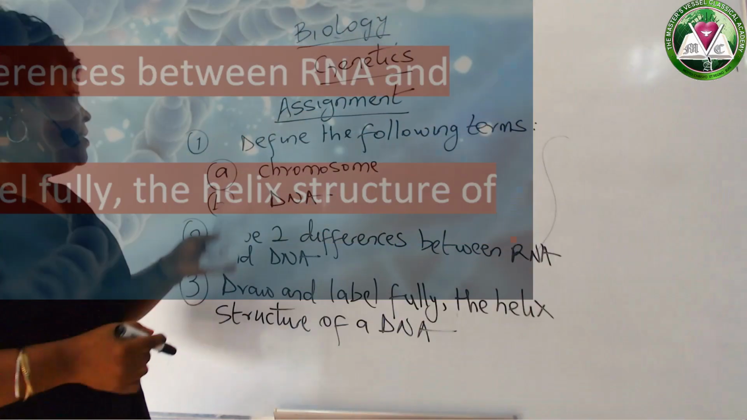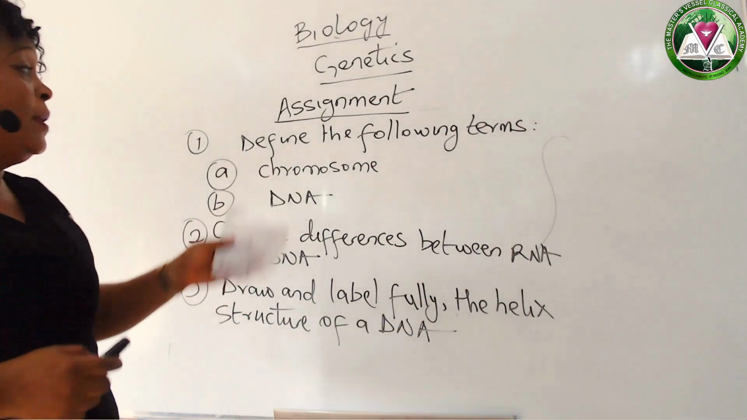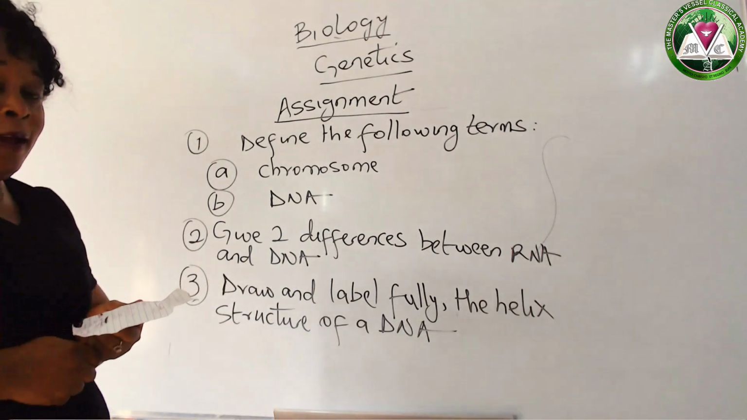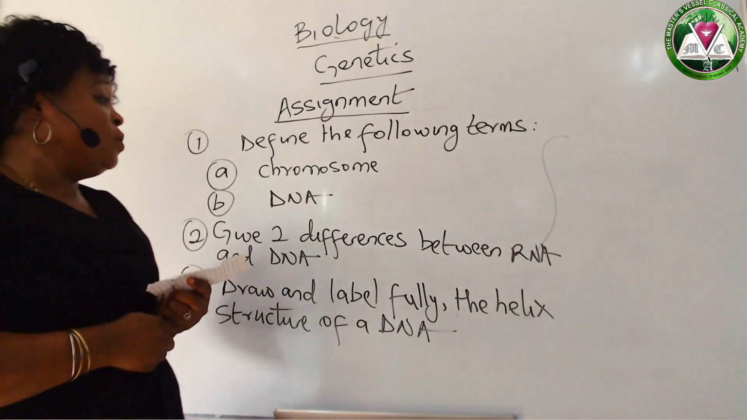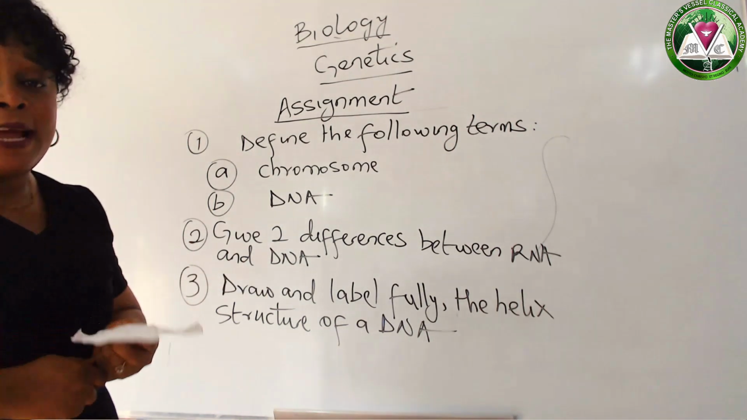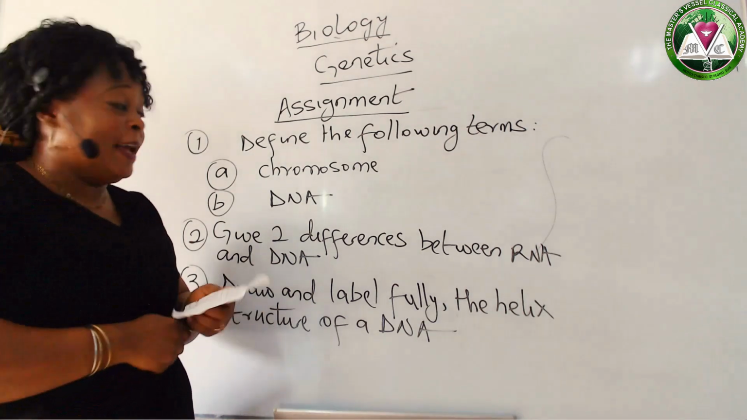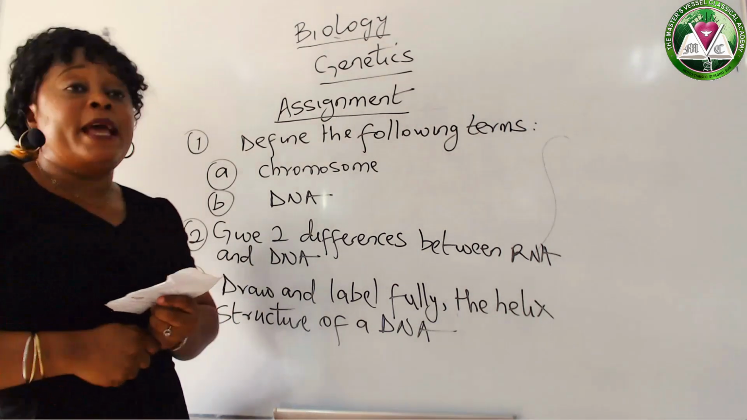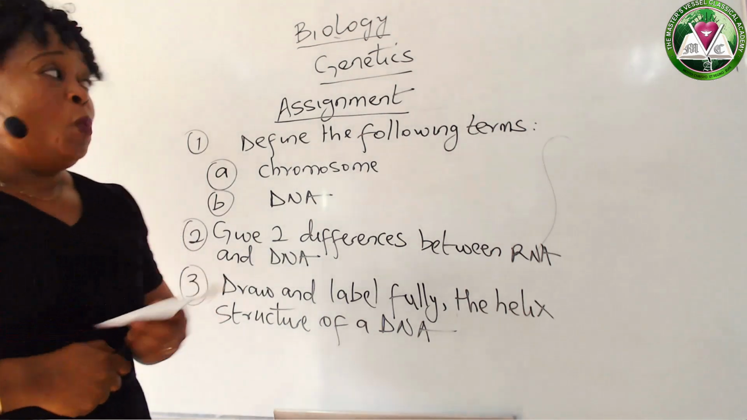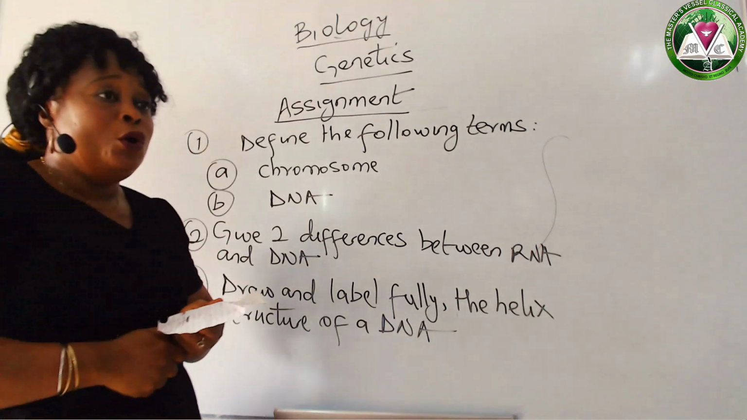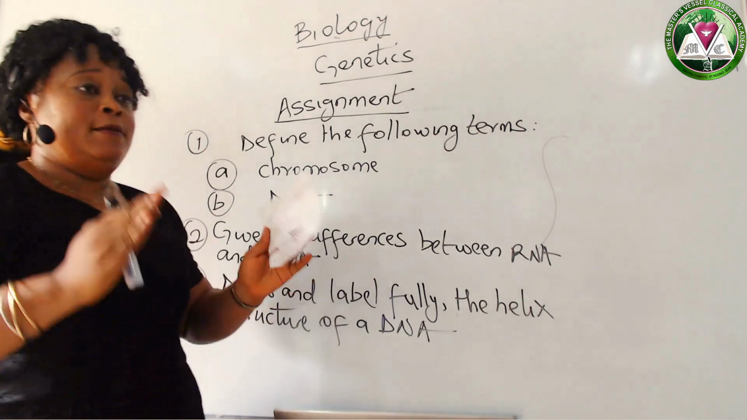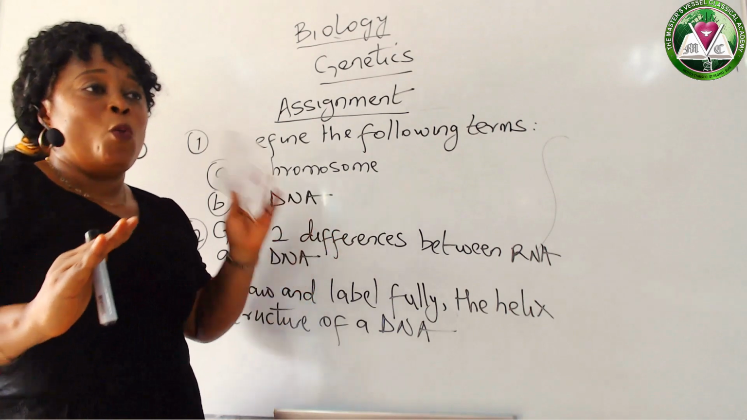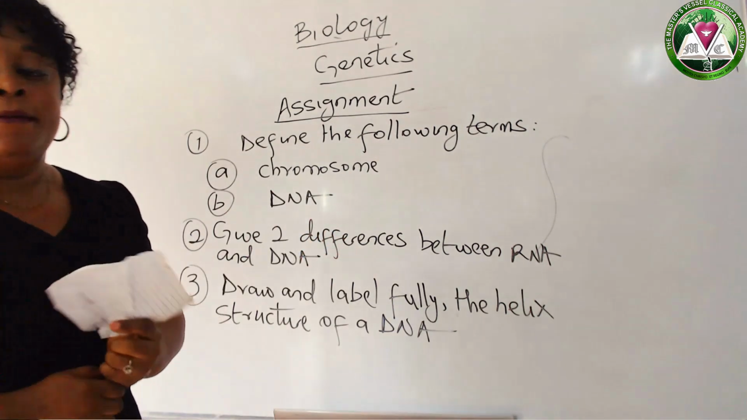I have given assignments. The first one is that you should define the following terms. You should define what a chromosome is. You should define DNA, which I've already talked about here. Then give 2 differences between RNA and DNA. I think I gave you 4 differences, so you can give me 2 differences. Then the third one is that you should draw and label fully the helix structure of a DNA. With what I was able to sketch on the board, you should be able to draw, and when you are drawing, you place the points of bonding. Okay? What bonds with the other.